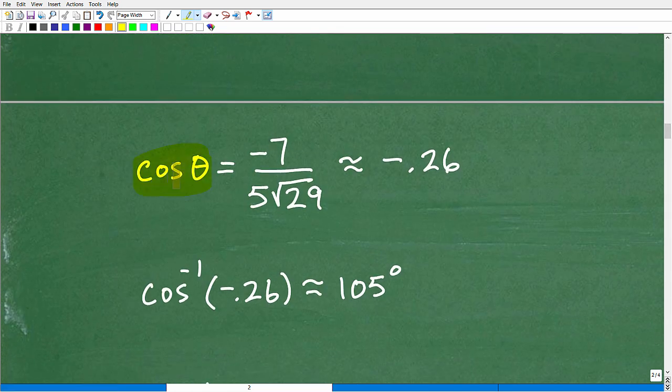All right, so the cosine of that angle, remember we just simplified it as negative 7 over 5 times the square root of 29. We get our handy-dandy calculator out, and we simplify this into a decimal. That's approximately negative 0.26. All right, so this is where you wanted to get this problem to. You got the cosine of this angle is approximately negative 0.26. So of course you need to know some basic trigonometry. Okay, so we need our calculator obviously as well.